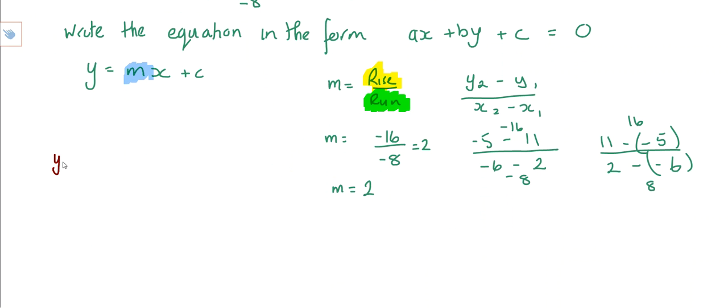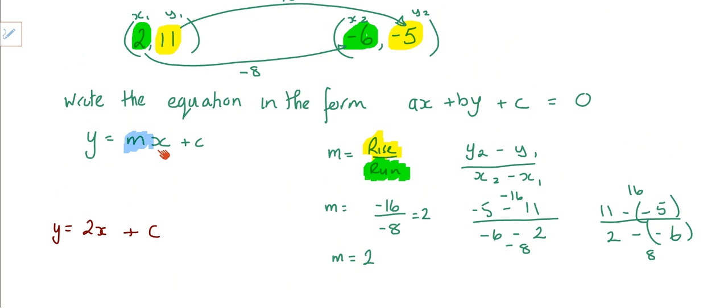We've got y equals 2x plus c. And how do I find the plus c? You substitute one of the coordinates from before into that. Which coordinate would you like to use? 2 and 11.